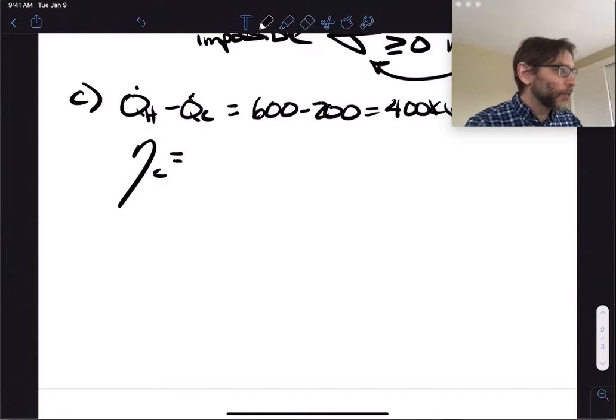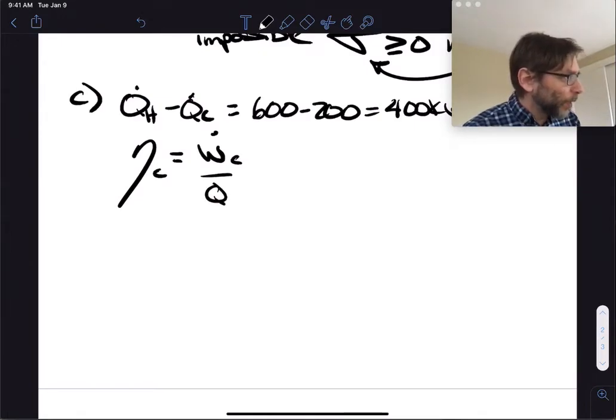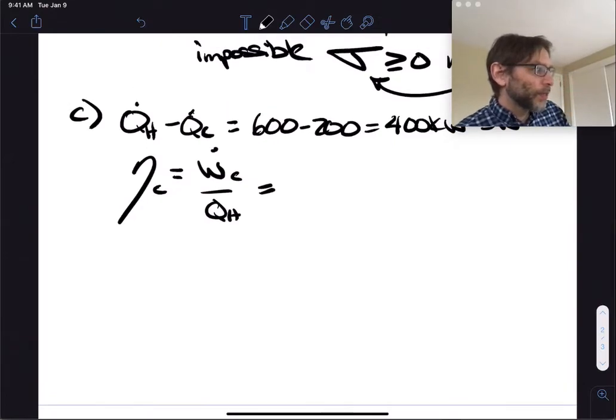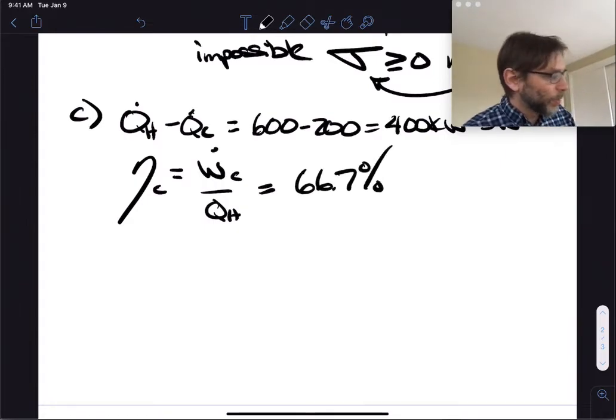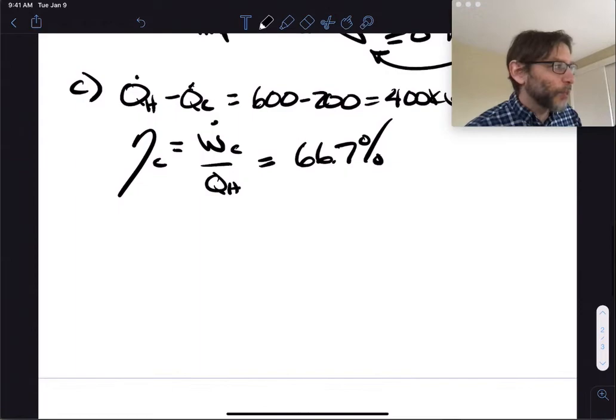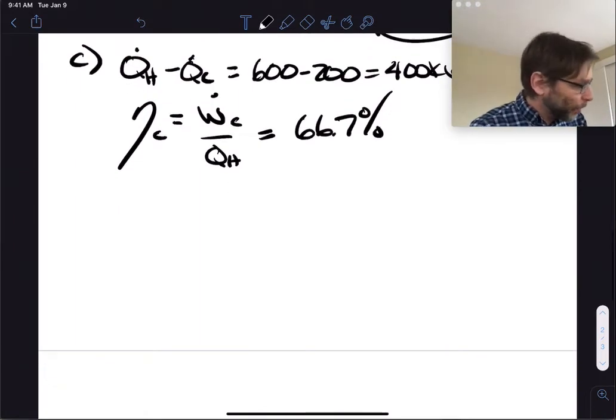And then the thermal efficiency, so this is in part C, if you do the math on this, is work of C over QH, which in this case is equal to 66.7%. That's pretty high efficiency for a power cycle, okay? That's a pretty awesome power cycle.